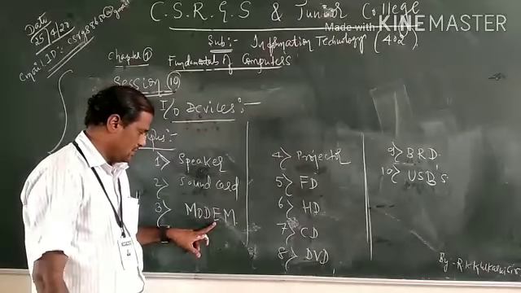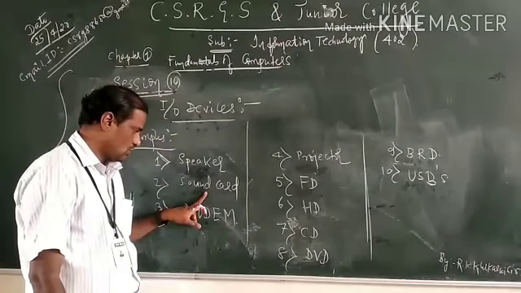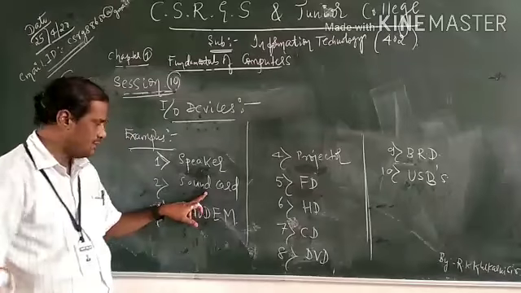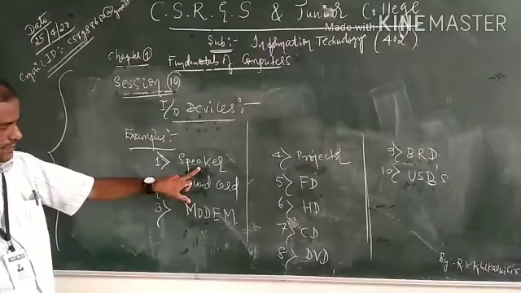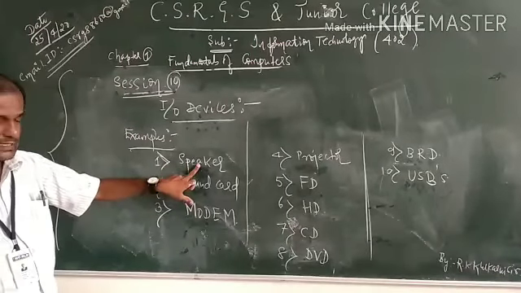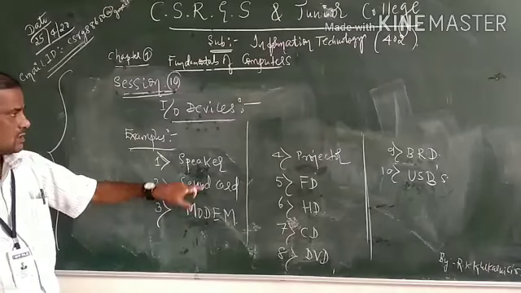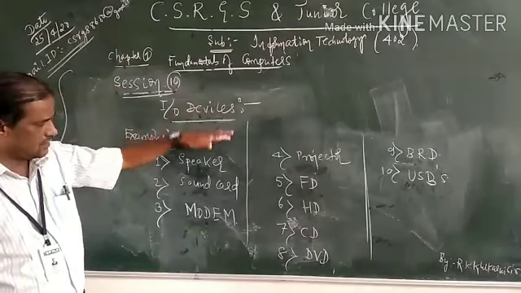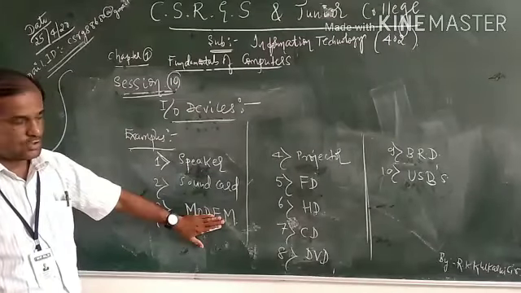Modem is an I/O device. Sound card is also an I/O device. Speaker is also an I/O device. The only thing is that the speaker is external, we can see it. Sound card, we cannot see. So this is the definition of an I/O device. These are the examples of I/O devices with their functions.